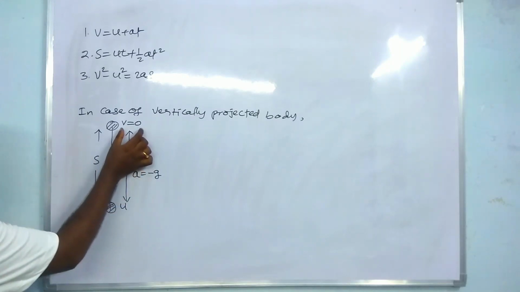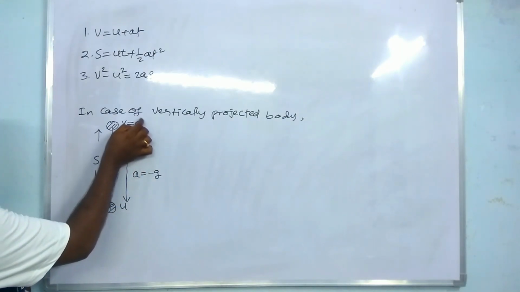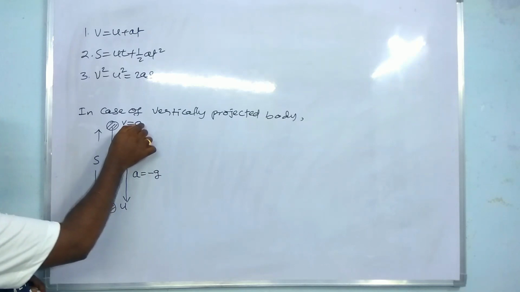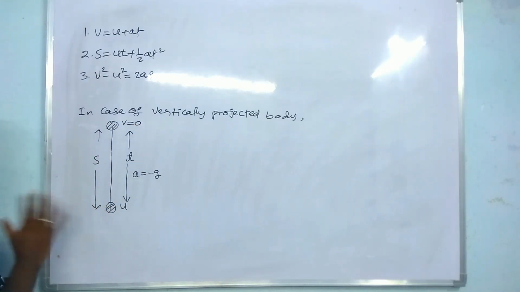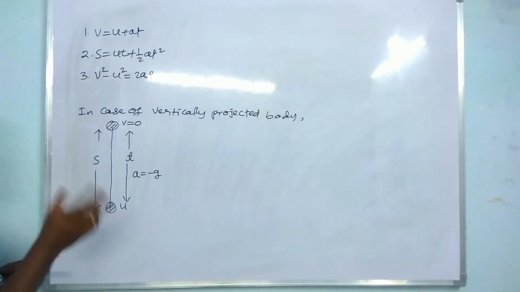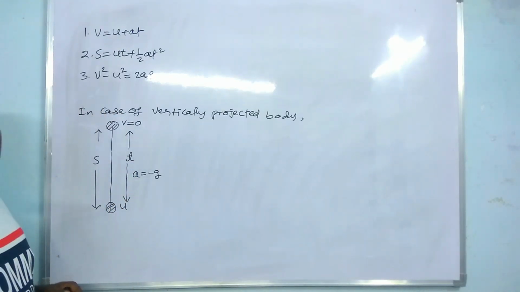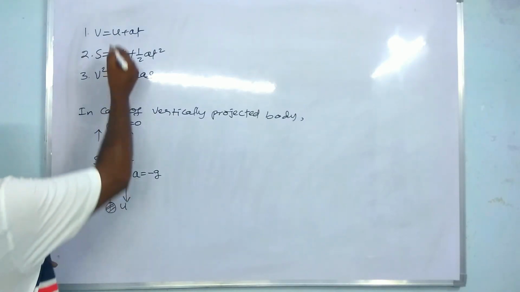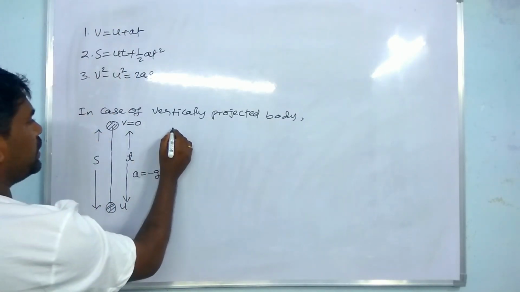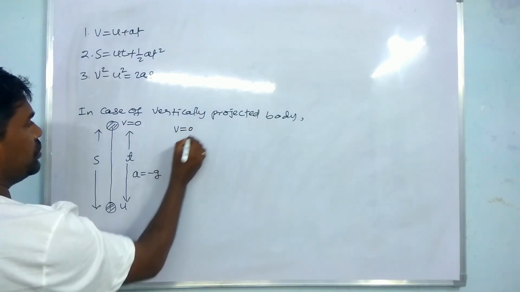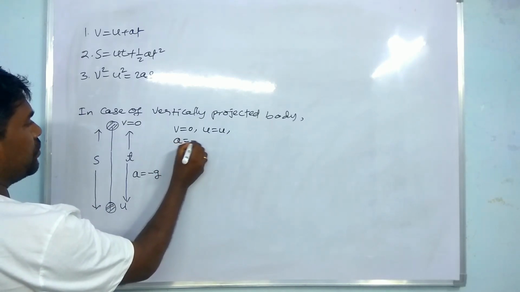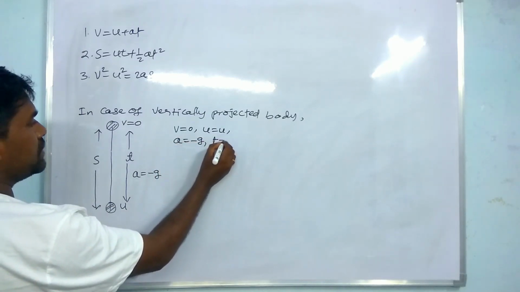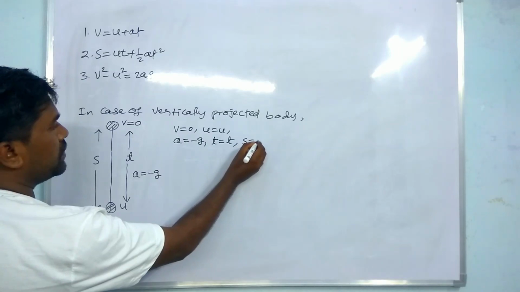At the maximum height point, whatever velocity the body has, that velocity should be taken as the initial velocity for the return, and it will come back and again reach the ground point. Okay, so now we have to write: here the final velocity is equal to 0 and initial velocity is equal to u, and a is equal to minus g, and time is t, and displacement is s.